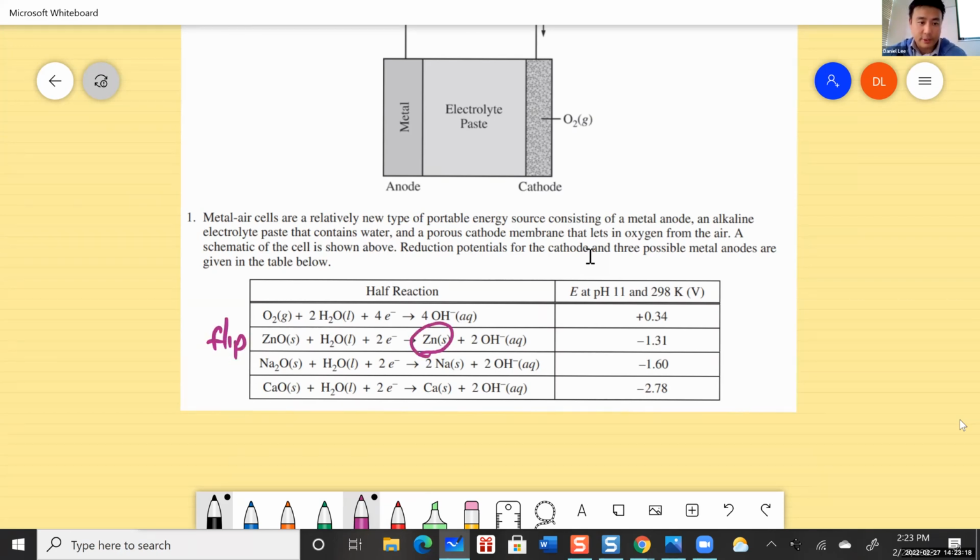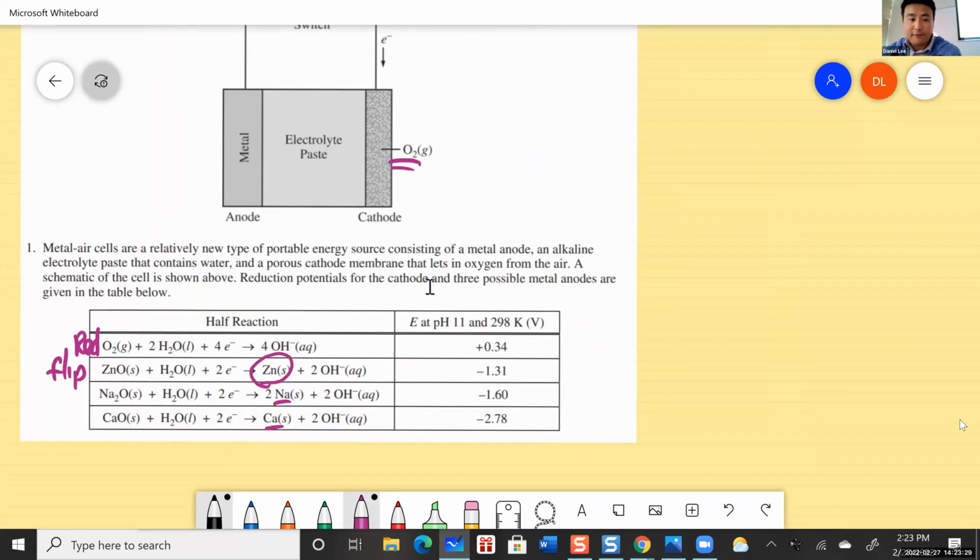That would be my oxidation. And my only reduction here is oxygen, right? All the other ones do not have oxygen, so this must be why oxygen is used here. So let me write down, I flip this one, I will get zinc plus 2 OH minus. Again, this is not something you memorize. They're given to you. You just have to pick an equation and flip the right one, like Hess's law.